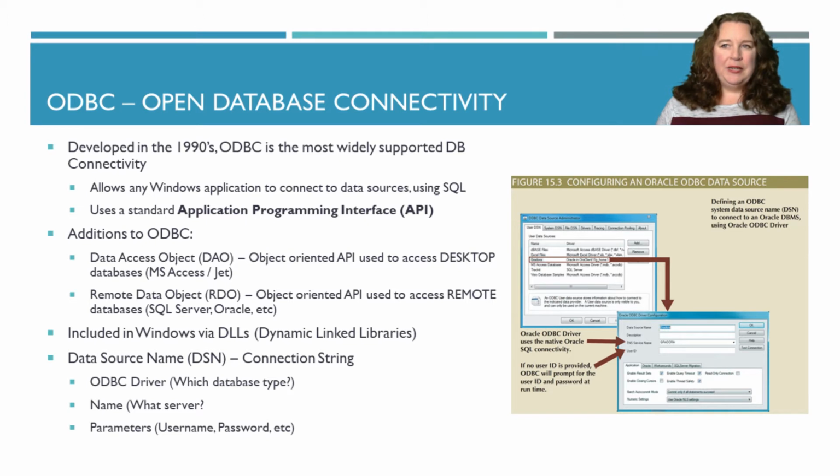Once ODBC started, they realized that, yeah, that was great, you can get the data across, but we weren't able to do object-oriented information with it. So with ODBC, we added in the concept of data access objects, or DAOs. And this was an object-oriented API that was used to access your desktop database.